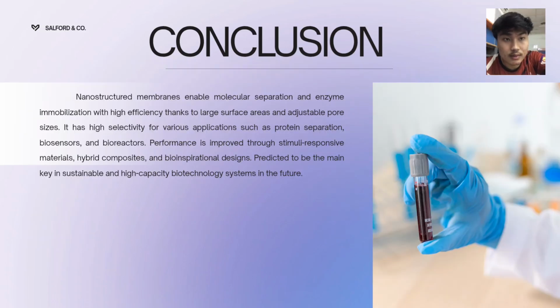So last is conclusions. Nanostructured membranes enable molecular separation and enzyme immobilization with high efficiency, thanks to the large surface area and adjustable pore size, with high selectivity for various applications such as protein separation, biosensors, and bioreactors. Performance is improved through stimuli-responsive design, material hybrid composites, and bio-inspired design, predicted to be the main key in sustainable and high-capacity biotechnology systems in the future.